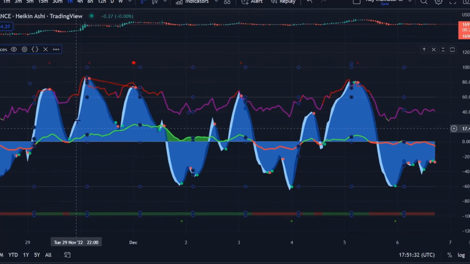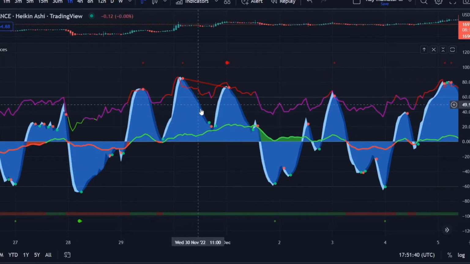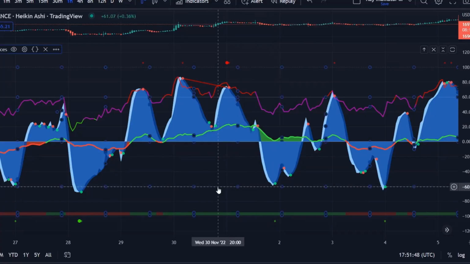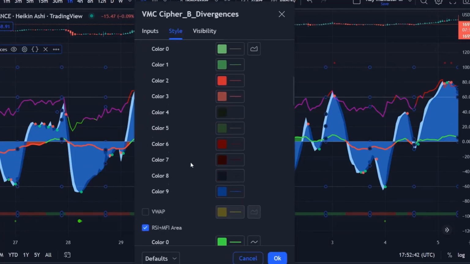Here we have these blue waves. This is the momentum oscillator. Momentum oscillator basically just means how strong are we and how weak are we right now. Here, for example, we have a very oversold level, and here is actually a very overbought level. We have this line here. I'm not sure if you can see it clearly. If not, you can also adjust this in the settings under style.